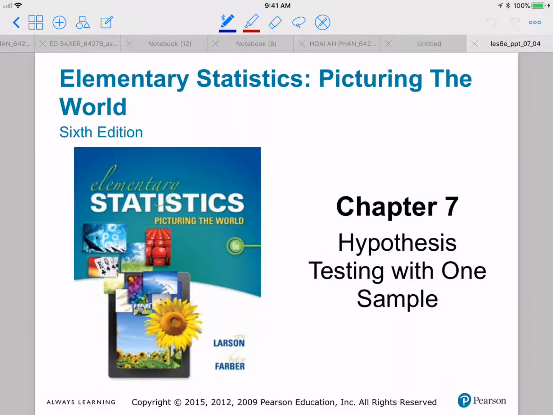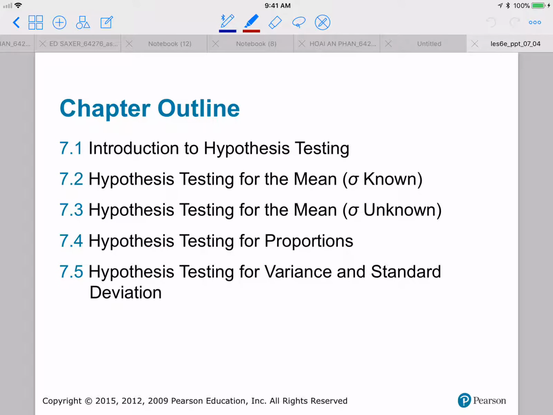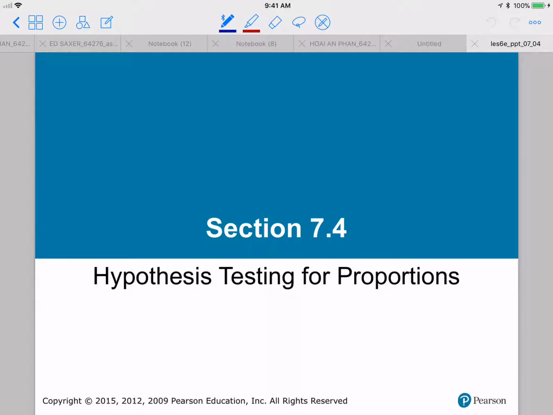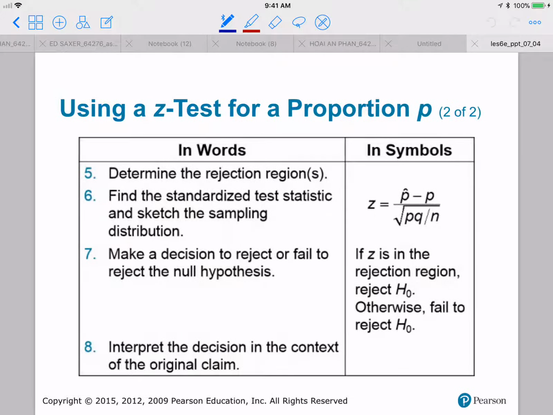Okay, so today we're going to complete the section on hypothesis testing for proportions. Remember, in case you've forgotten, 7.5 we are omitting, so omit this last section. Okay, hypothesis testing for proportions.